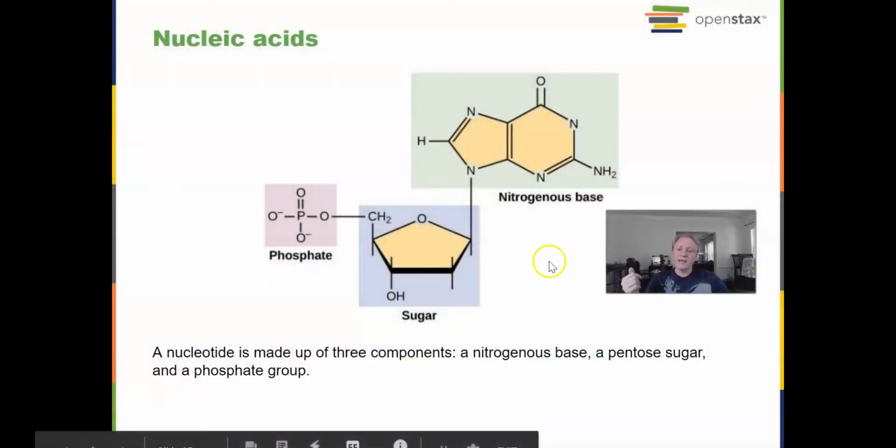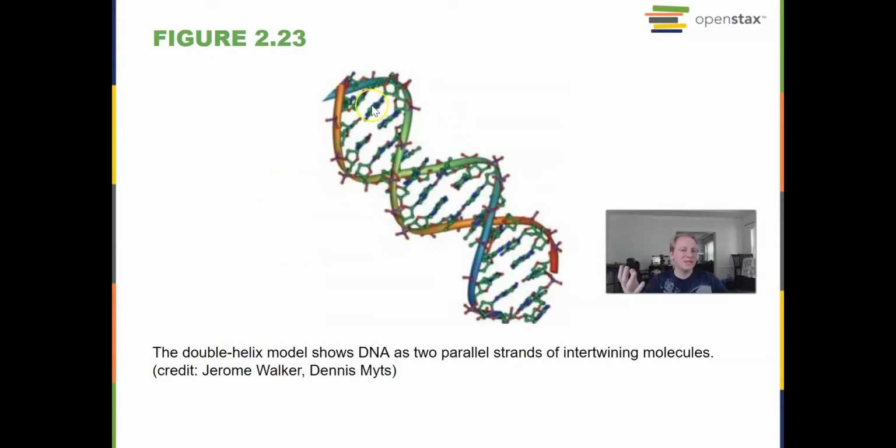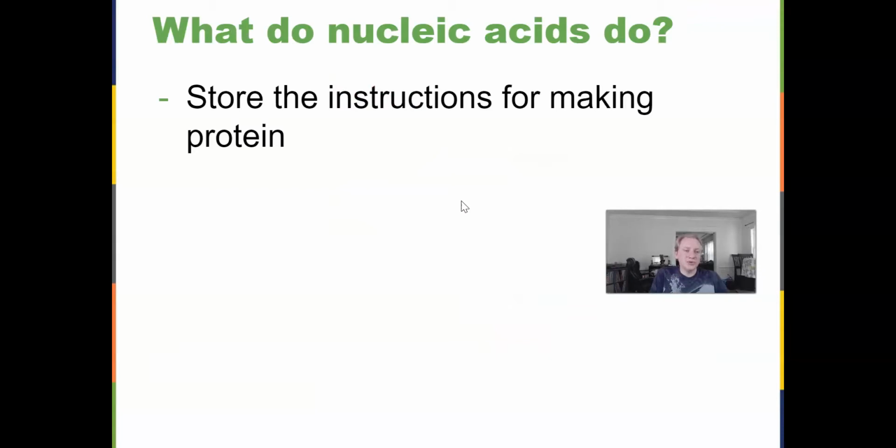So what is DNA? A nucleotide, or one unit of DNA, is made up of a nitrogen base, this thing here, a pentose sugar, so called because of the shape of it. It's got 5 points, and a phosphate group. What you're going to do is chain these things together, and you're going to wind up with a large double helix of DNA, with two strands of intertwining molecules.